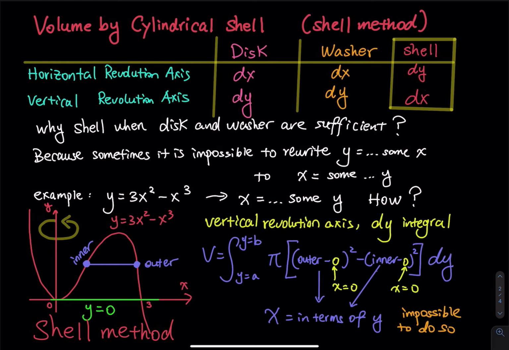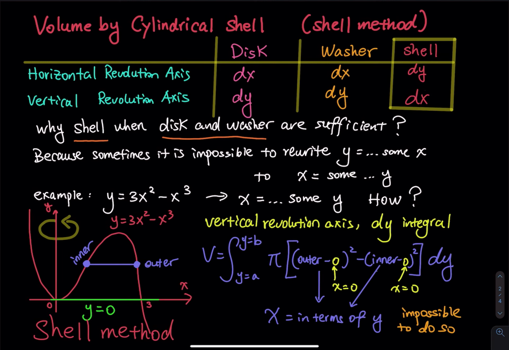So the disc and washer methods can take care of most situations, but sometimes the disc and the washer cannot solve the problem for you. In that case, when that happens, you have to use shell. So why use shell when the disc and washers are sufficient? Because sometimes it is impossible to rewrite y equals some x to x equals some y.